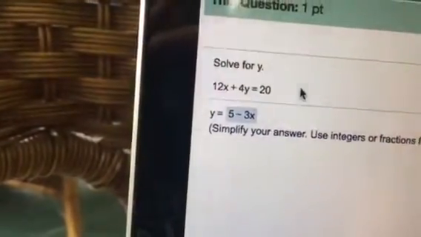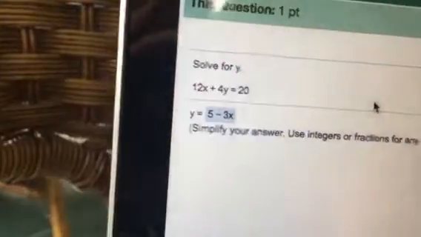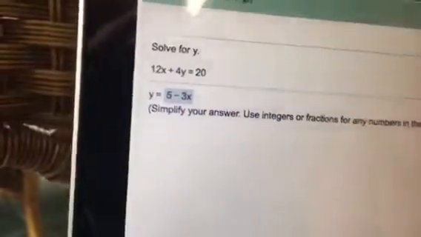That's solving for y. So if they ask you to solve for y, move the 12x on the other side and divide each term by 4. So you can do that.